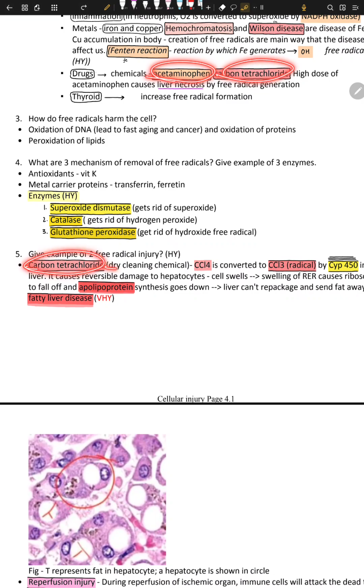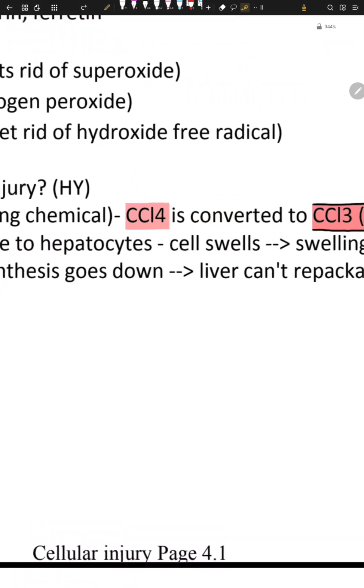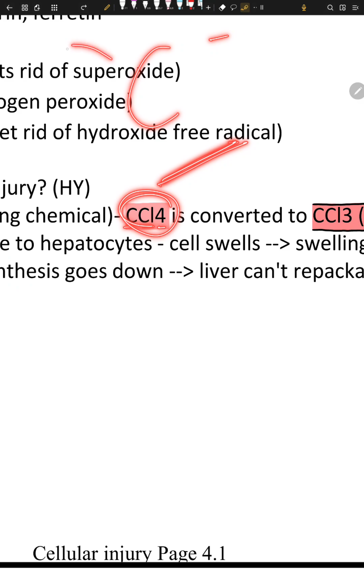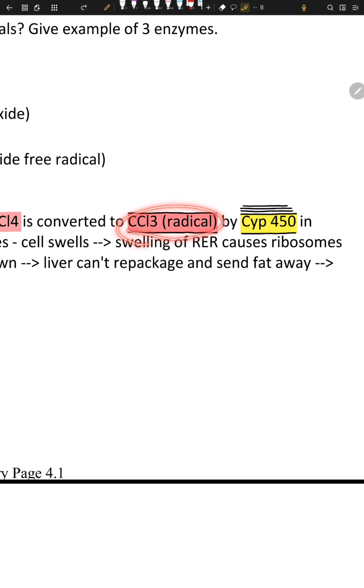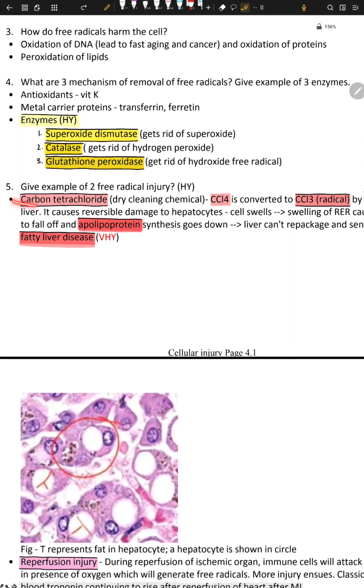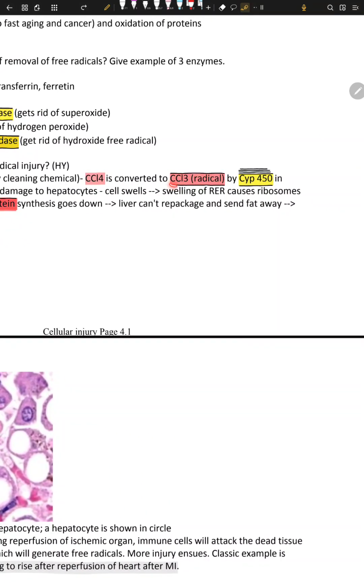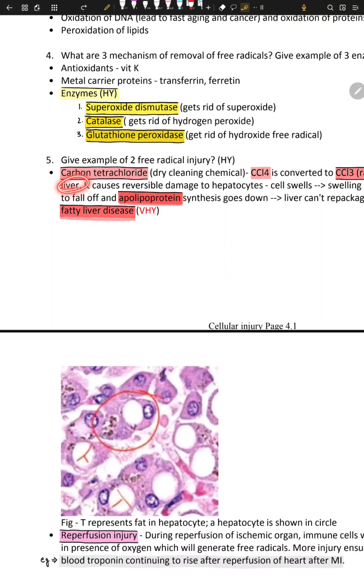Carbon tetrachloride, a dry cleaning chemical, CCl4, converts to CCl3. Now CCl4 is stable, right? Because carbon has four chlorines bound to it. Once you remove one chlorine, it becomes a radical. This happens with the help of CYP450 in the liver. It causes reversible damage to hepatocytes.